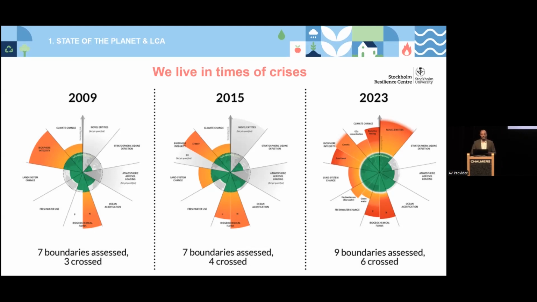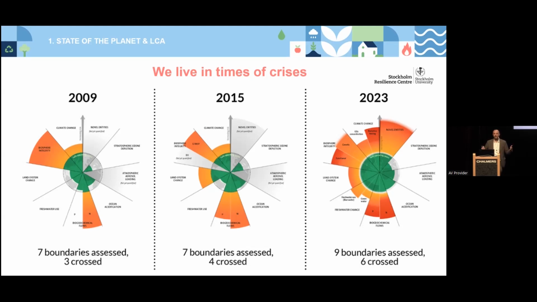This is the analysis that the Stockholm Resilience Centre does periodically about the planetary boundaries, so what we do as human beings in terms of environmental performance against these limits that the Earth imposes on us. And as you can see from these graphs, we have been crossing the limits of our planet over time. So now in 2023, last year, we crossed 6 of the 9 boundaries that were assessed. So it is a very urgent and important issue to tackle the environmental crisis.